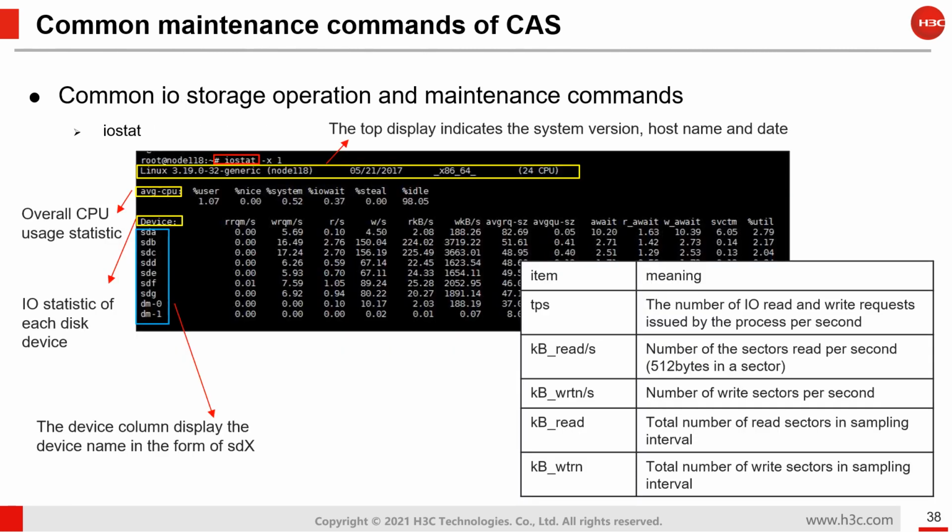Next, let's talk about common I/O storage operation and maintenance commands. iostat. When we run the command iostat -x, we can see the system version, host name, and the date. avg-cpu means overall CPU usage statistics. Device means I/O statistics of each disk device. SDA, SDB, and the device column display the device name in the form of sdX.